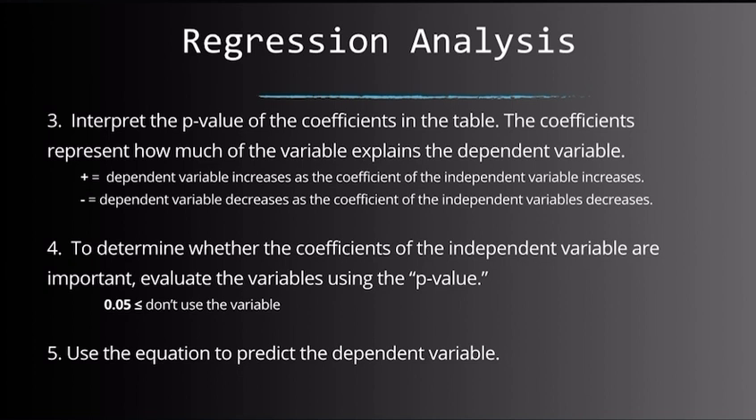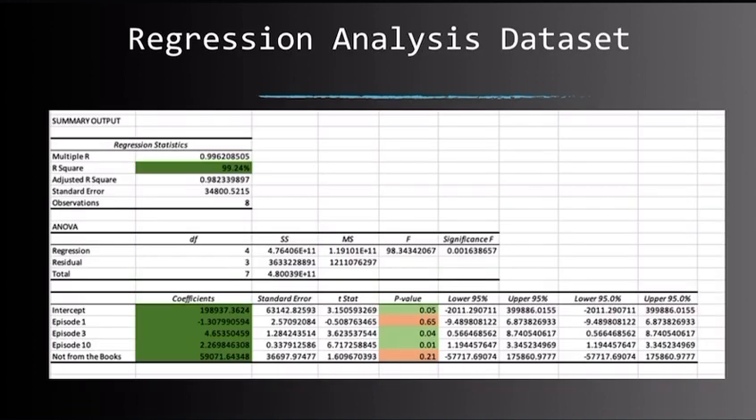0.05 or greater means you shouldn't use the variable. In our case, the variables in orange represent those over 0.05 and therefore show not a significant relationship between the total ratings and both Episode 1 and Stuff from the Books.